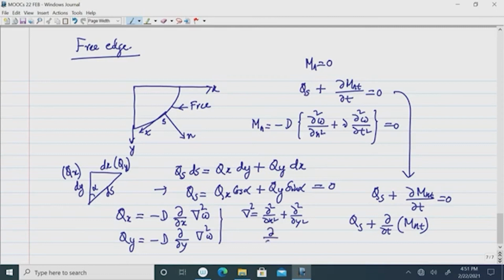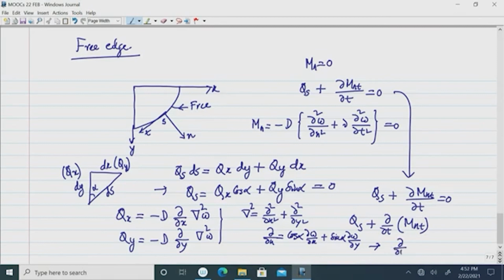We know that del by del n is equal to cos alpha del w del x plus sin alpha del w del y. Now, to find del by del t, we only substitute or only change the alpha, because the normal direction and tangential direction are mutually perpendicular. So, if I substitute alpha equal to pi by 2 plus alpha, or 90 degree plus alpha, then I get simply del by del t as this operator: minus sin alpha del w del x plus cos alpha del w del y.